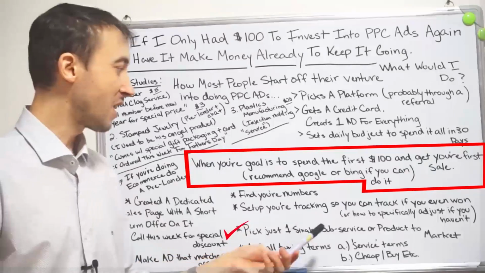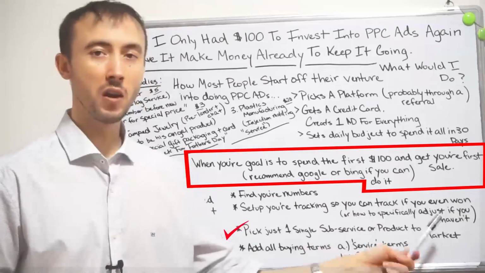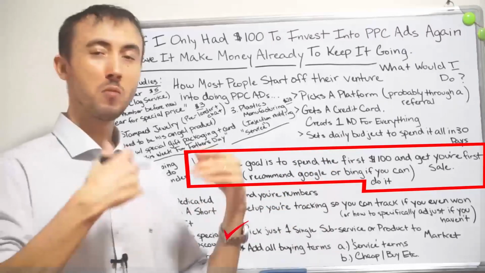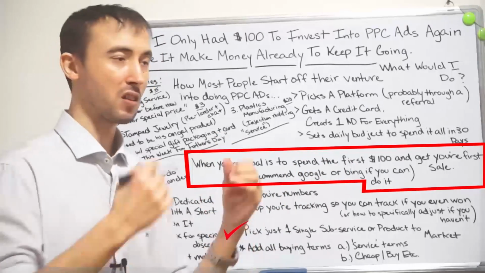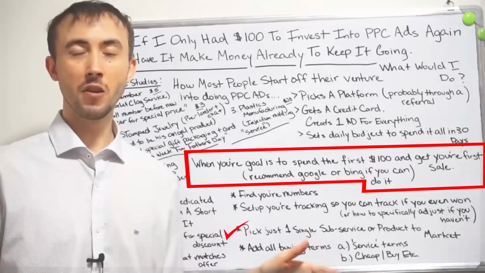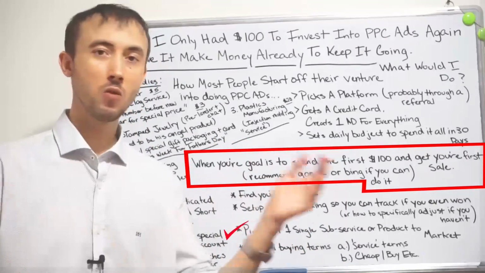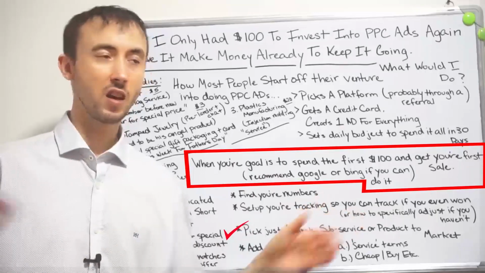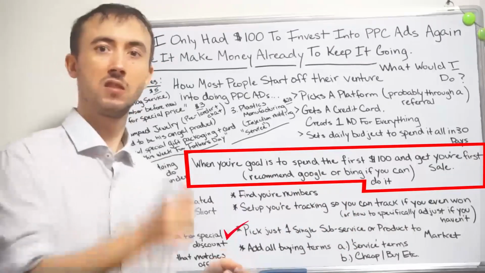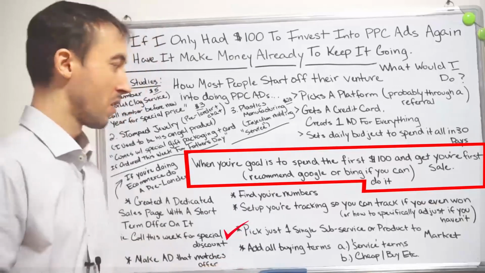Pick just one single subservice or product to market. As I mentioned before, when people are starting out with that first $100, they have a plumbing service and they'll just market everything on their website. Everybody who wants anything, it doesn't matter what, as long as it's related to plumbing in some way, they're paying for it. And then their money's gone already.